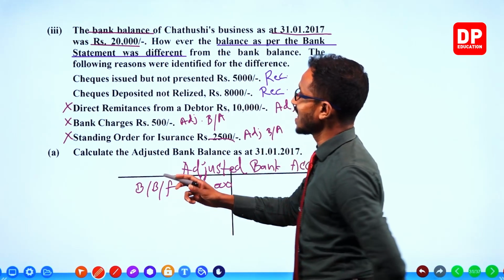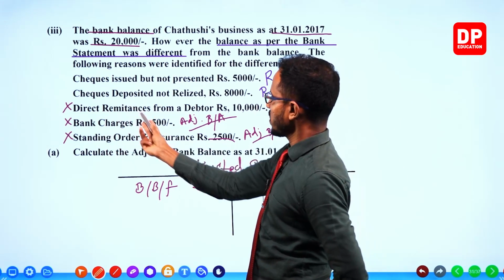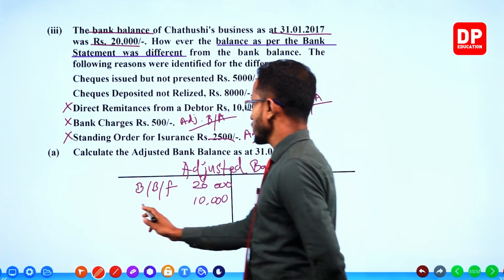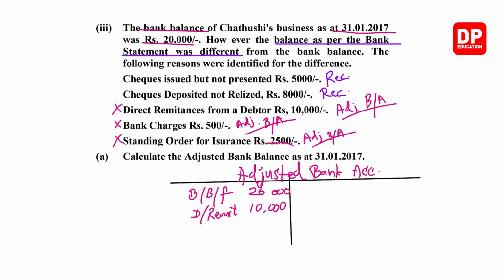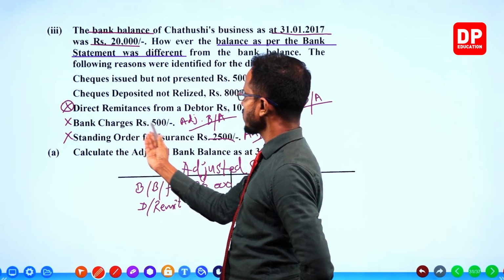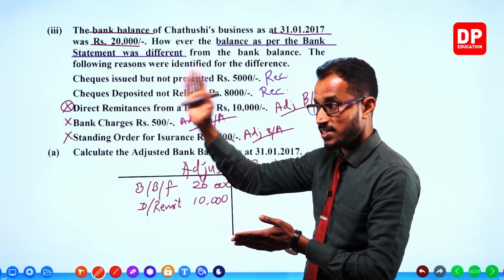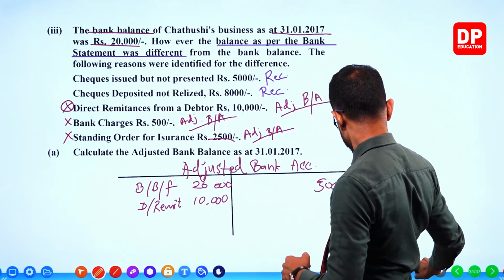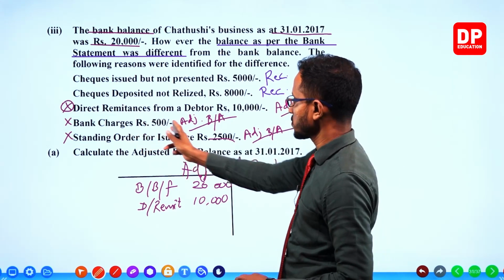We know that these items go to the adjusted bank account. We have already marked them. Direct remittances from a debtor coming into our bank should be debited, 10,000. Then bank charges 500. The bank has taken charges for their services from our bank account. Money decreasing in our bank account, credit 500, bank charges.